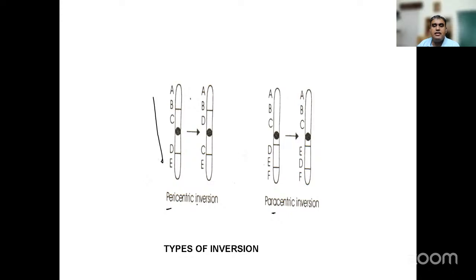So it is pericentric. That is, around the centromere. C is coming over here and D is coming. This is pericentric. Paracentric means on one side of the centromere only. It is A, B, C, D, E, and A, B, C, so this D and E get interchanged. Are you getting the point? Pericentric is around the centromere. Paracentric means on one side of the centromere.